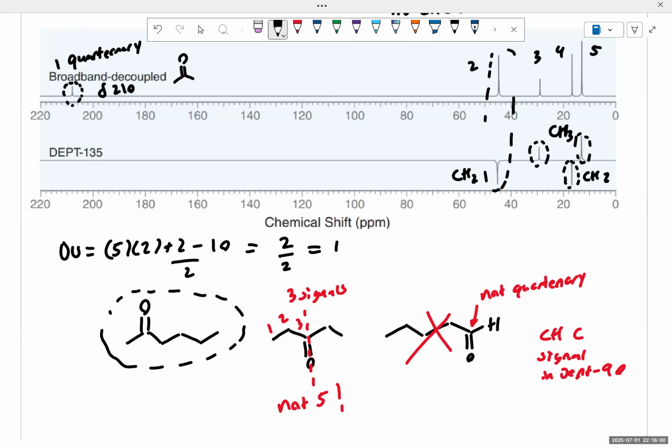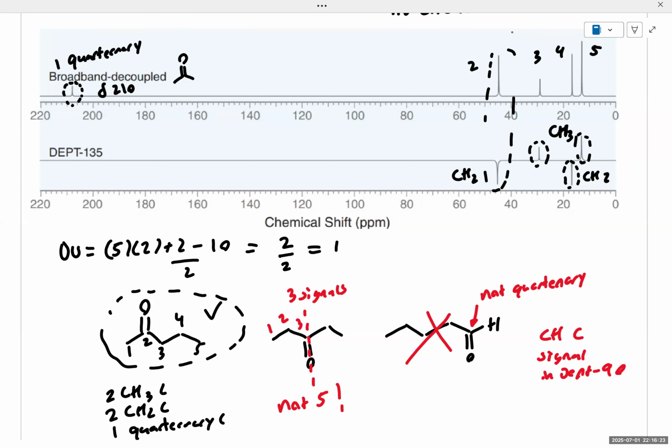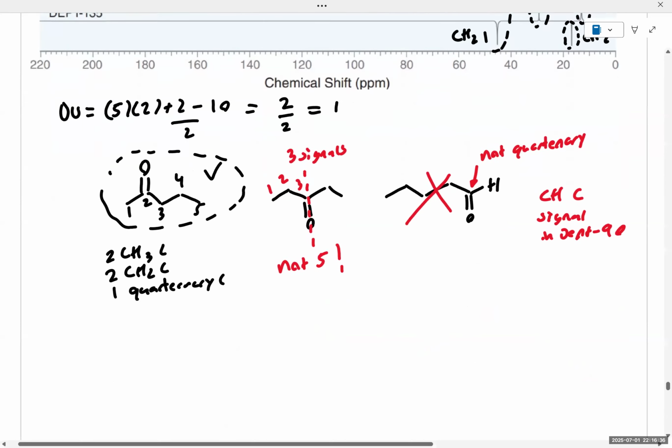Let me make sure it has 5 carbons. 1, 2, 3, 4, 5. It has 5 carbons and a carbonyl group. It has 2 CH3 carbons, 2 CH2 carbons, and 1 quaternary carbon. So this structure matches all the requirements and matches all the peaks observed in the DEPT 90, the broadband, and the DEPT 135 spectra. Wonderful. Let's keep going now.